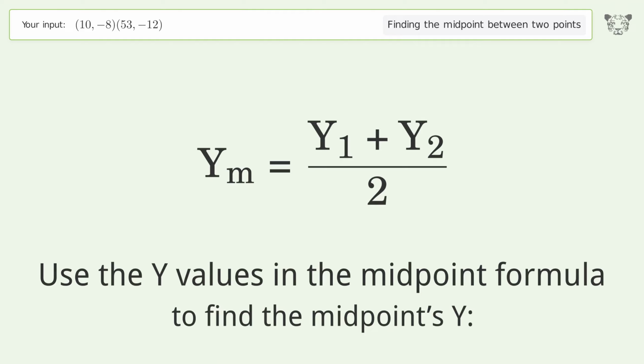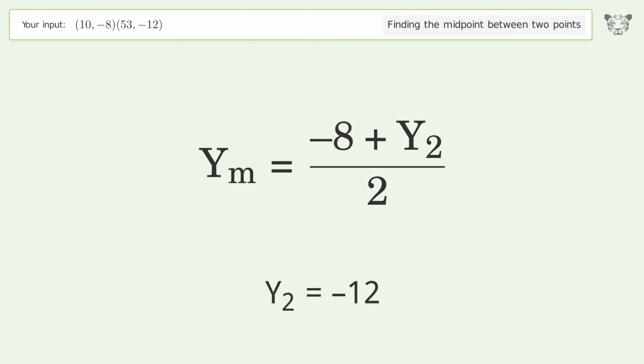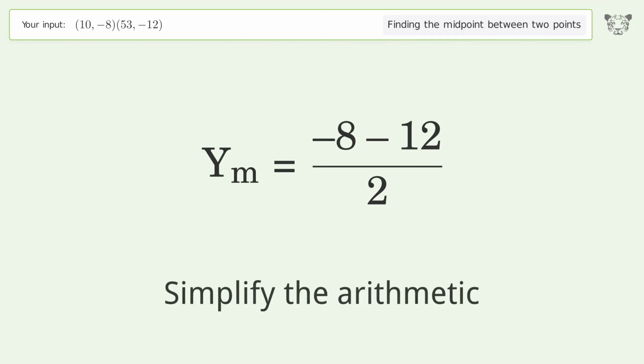Use the y values in the midpoint formula to find the midpoint's y. y1 equals -8. y2 equals -12. Simplify the arithmetic.